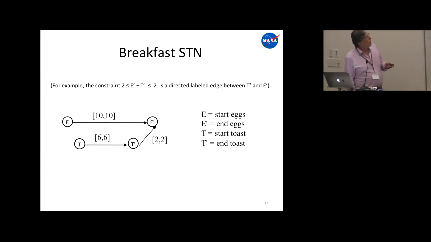Let's see. Suppose this arrow was reversed. Suppose instead of pointing from T prime to E prime, it pointed from E prime to T prime. It just reversed the order, right? So instead of the eggs finishing 2 minutes after, the toast finished 2 minutes after. Right? Isn't it the same as making this -2, -2? It's sort of simple math. If you do it, then I think, yes, that's right.